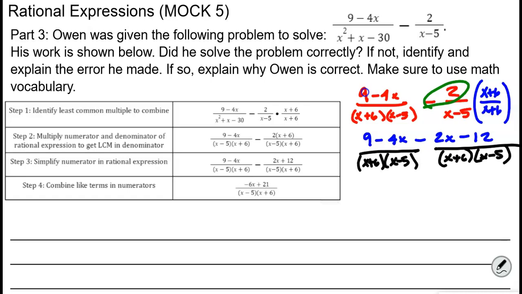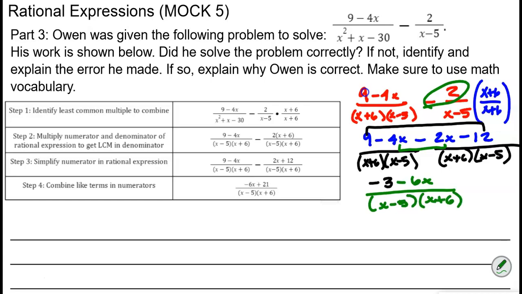So then we're just combining our like terms on the top, right? So we've got our 9 minus 12. That's going to give us, what? Negative 3. And then we've got our like terms here, negative 4x and negative 2x. So this could be negative 6x, all over, I'm going to write it the way they have it, x minus 5, x plus 6, okay? So, yes, I definitely see that they didn't get the same thing I got. So, did he solve the problem correctly? No. And then we got to say what they did wrong.